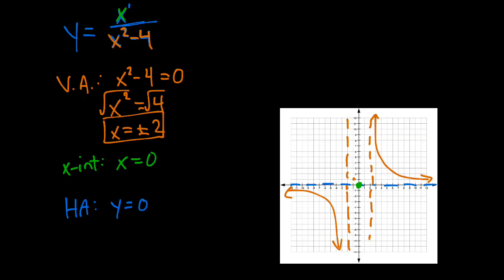If we plug in 1, we would have positive over 1 squared is 1 minus 4 is negative. So we would have a positive over a negative, which would give us a negative value, so our graph is down there. So what's going to happen on this one, it's going to come down that asymptote, curve through our x-intercept, and then keep going down as we get closer to that vertical asymptote.